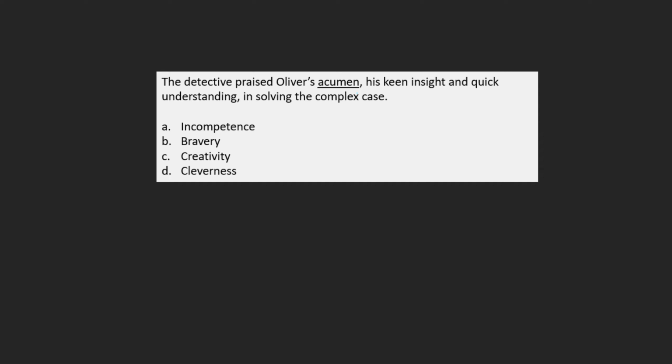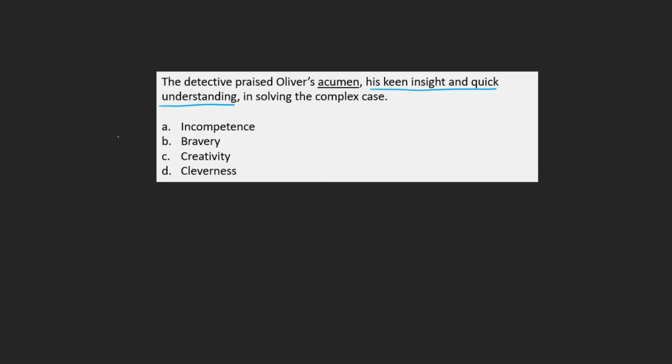The detective praised Oliver's acumen, his keen insight and quick understanding in solving the complex case. Does the word acumen mean incompetence, bravery, creativity, or cleverness? Looking at our sentence for clues, we can see that after the word acumen, there's a comma and a definition: his keen insight and quick understanding.